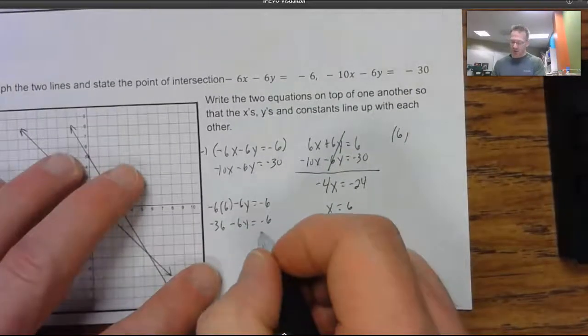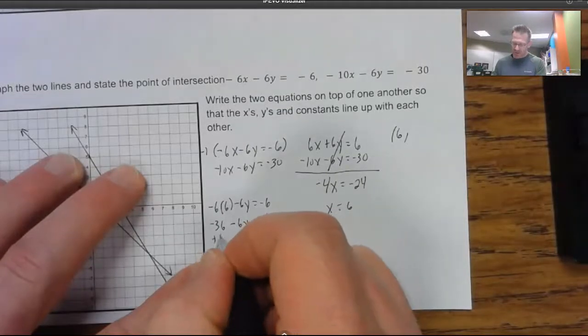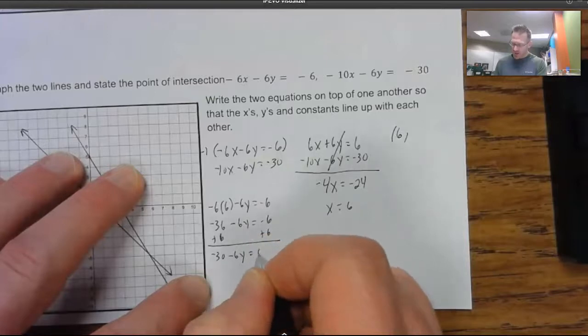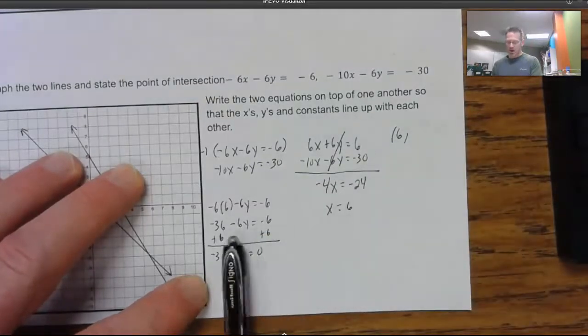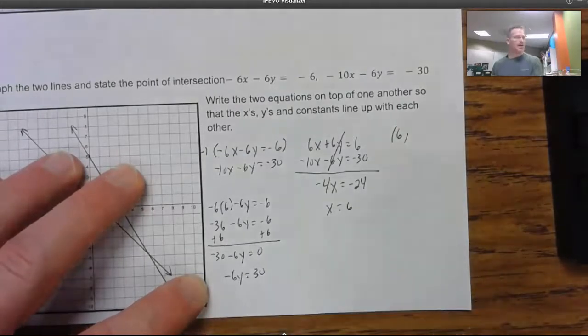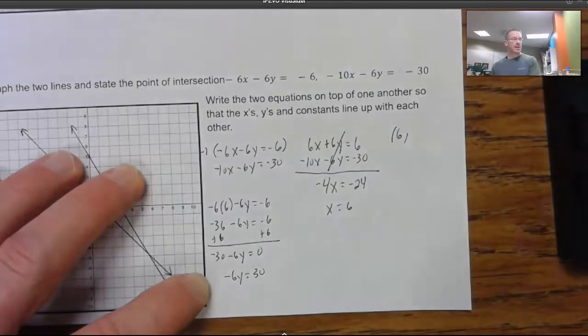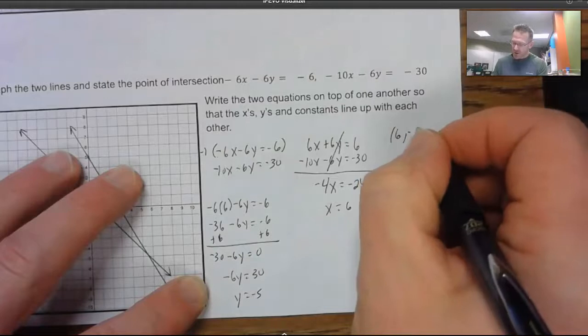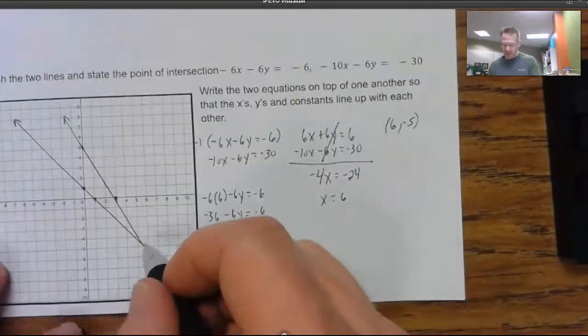I'm going to get this equal to 0 by adding 6 to both sides. So -30 minus 6y is equal to 0. Then -30 plus 30 is 0, so that means -6y is equal to 30. And -6 times -5 gives me a positive 30. So notice that this should have been 6, -5, and you can see that that should have intersected right there.